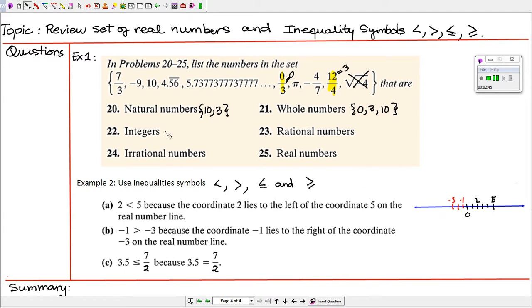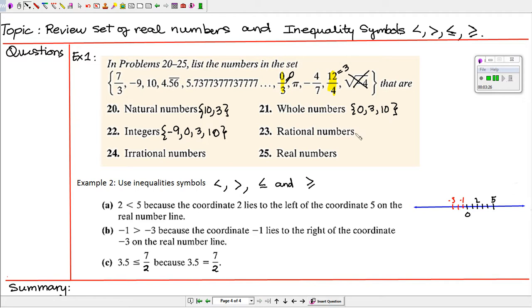Next, let's go to the set of integers. The set of whole numbers is a subset of the set of integers. So all of these 3 numbers inside the set of whole numbers will belong to the set of integers, plus the negatives. So we have negative 9. We cannot take negative 4 over 7 because it is a rational number. It is a fraction. We don't take it. So we have negative 9, 0, 3, and 10.